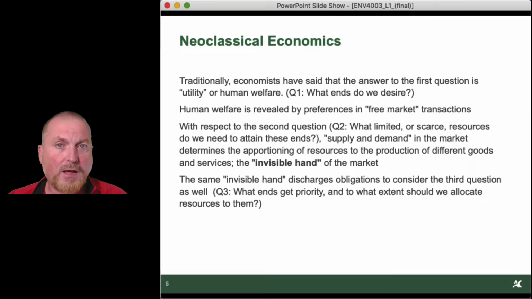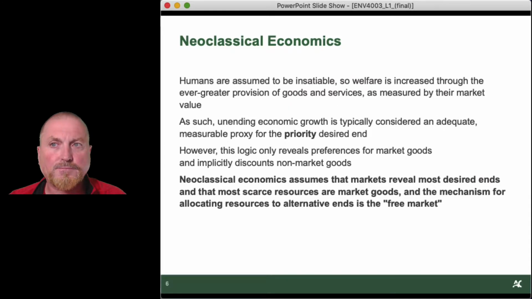I mean, if there's supply and there's demand, resources will go towards meeting that supply and demand equation. Okay, the market determines the apportioning of resources to the production of different goods and services, known as the invisible hand of the market. Okay? The same invisible hand discharges obligations to consider the third question as well. What ends get priority? To what extent should we allocate resources to them? And in this school of thought, humans are assumed to be insatiable.